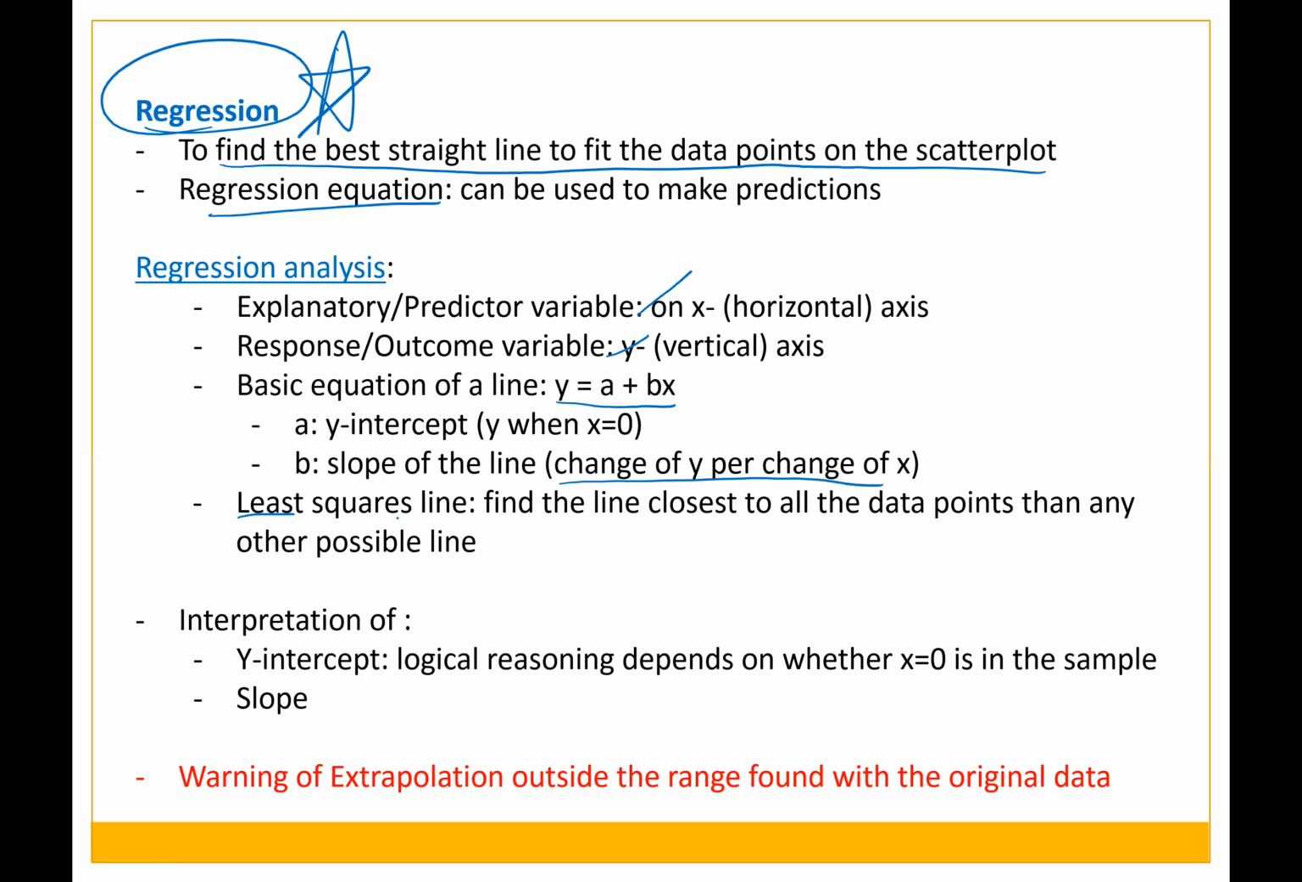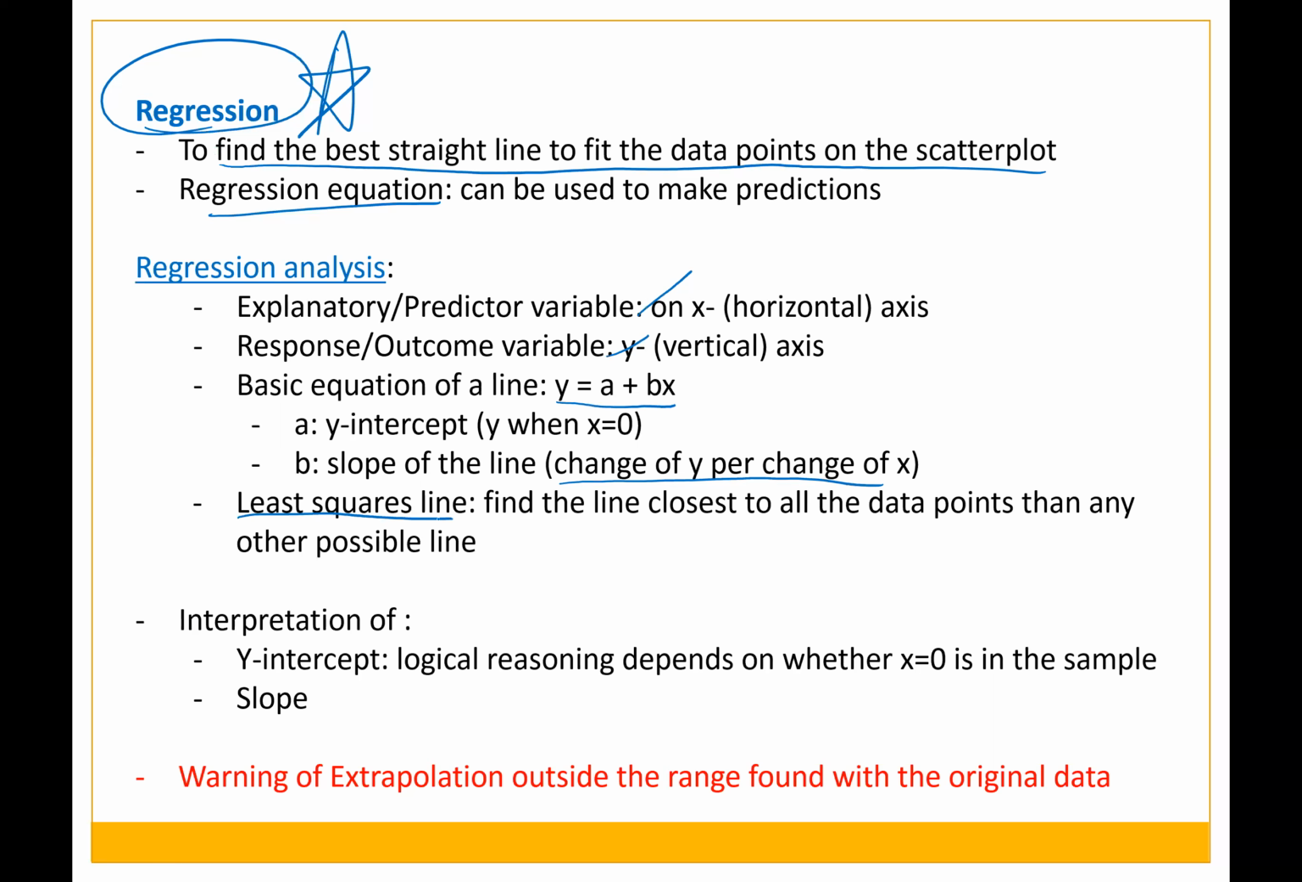We also have one of the most common methods to find the best straight line to fit the data points, which is called the least squares line. So find the line closest to all the data points, trying to minimize the standard errors, the residuals, R squared. But we wouldn't get too much into that calculation unless you proceed to Stat 200 or a higher level class, like Statistics 400-something.